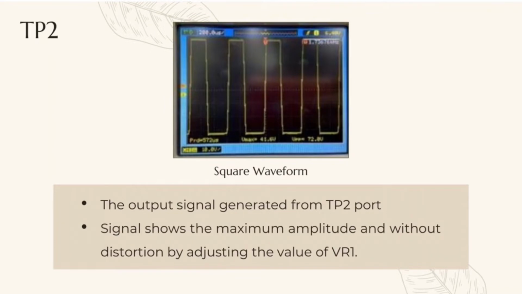Next, for TP2, the figure shows the output signal generated from TP2 port. The signal showed the maximum amplitude and without distortion by adjusting the value of VR1. Adjusting the clock knob will affect the period or frequency of the waveform generated.